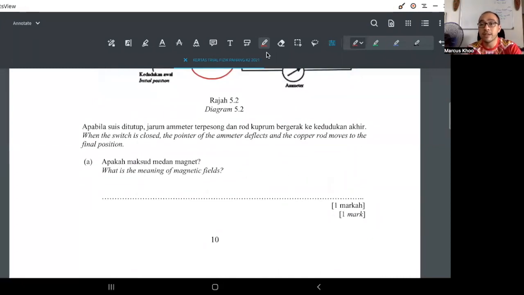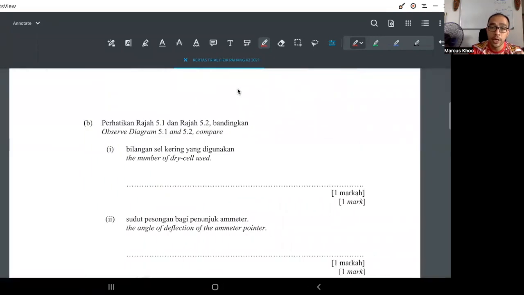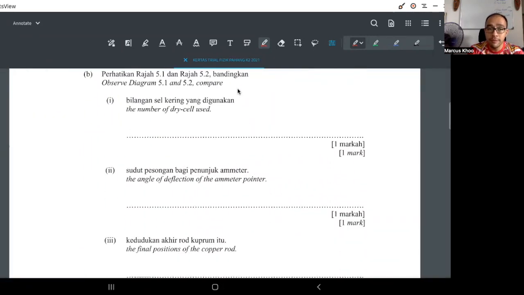Magnetic field is a region which experiences a magnetic force. Same as electric field: an electric field is a region that experiences an electric force. So it is a pretty easy definition to remember. Okay, now observe and compare.